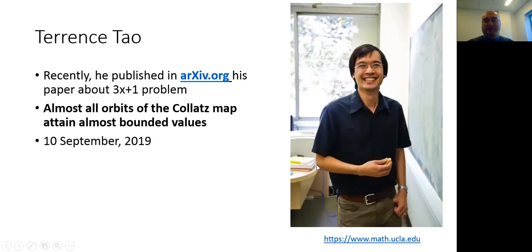A recent result came from Terence Tao on arXiv.org. Last year, he published this paper about the 3x+1 problem, which says that almost all orbits of the Collatz map attain almost bounded values. It is about the behavior of this algorithm in the long run. It is a statistical, probability type approach. It is a very important result, but it doesn't resolve the problem.